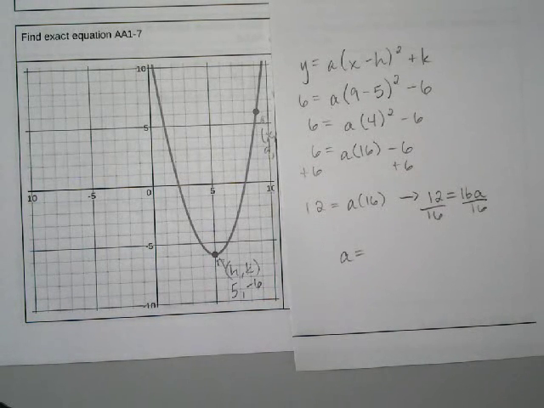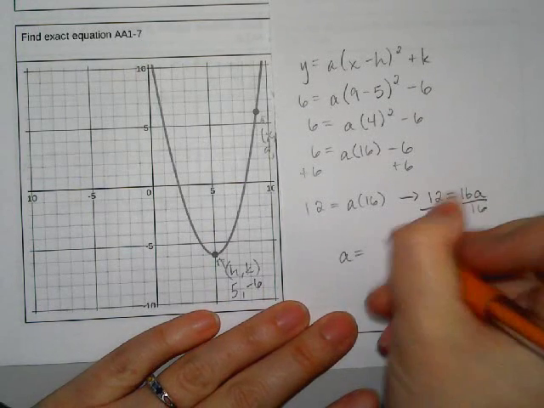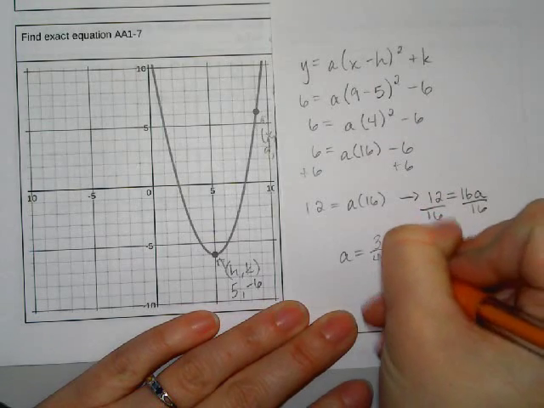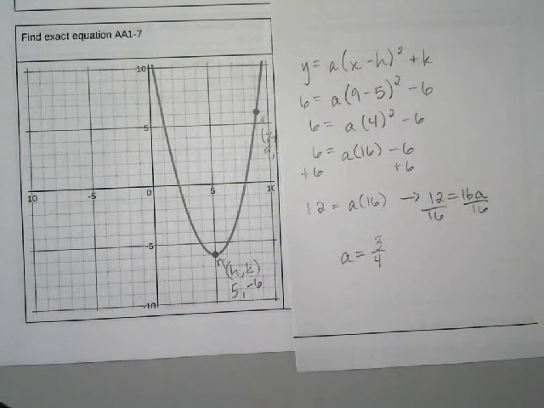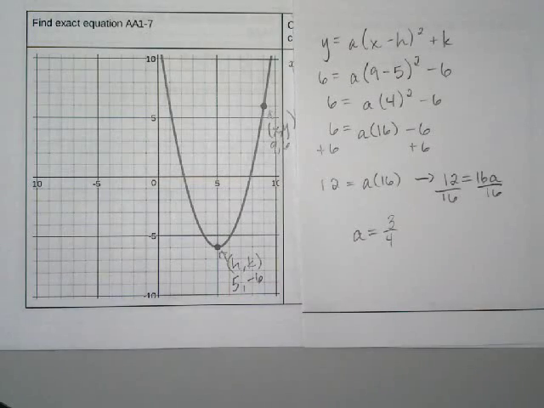Any questions on the process of finding a? Yeah. The very last step then is to write out your actual equation. This would get you 7, this would get you proficiency, but for that full 8, you want to write out your equation. So y equals 3/4 times x minus 5 squared minus 6. So that would be your exact equation. Questions on any of that process?